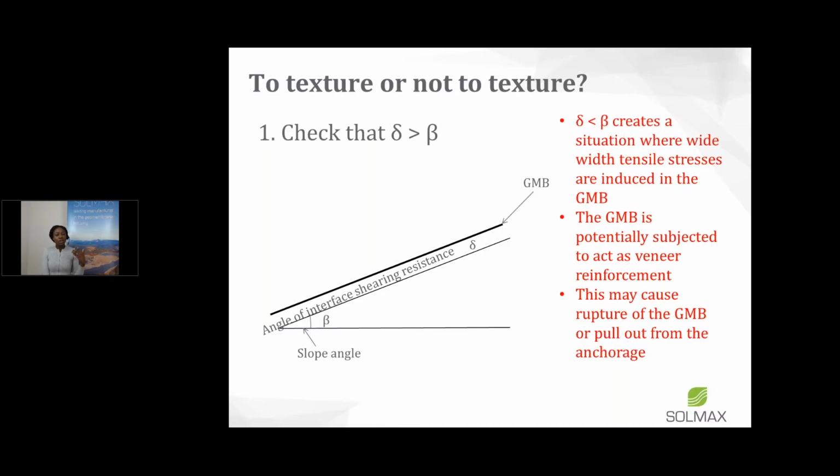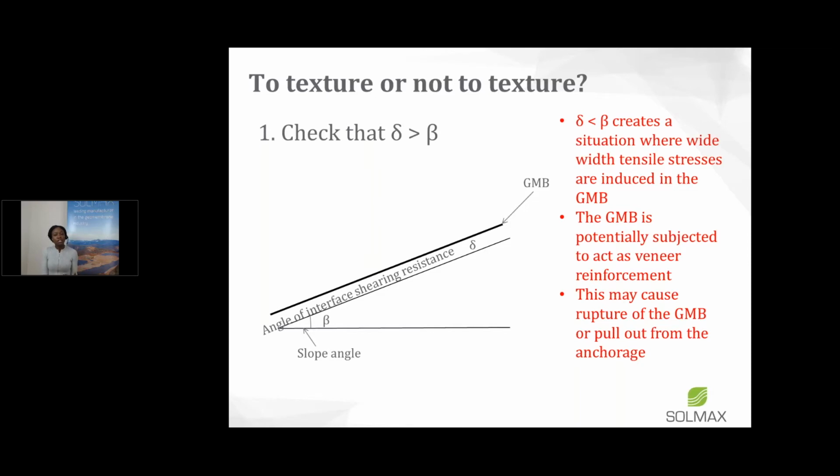So if you find yourself in a situation where your slope angle is greater than the frictional angle between your geomembrane and the materials in contact with it, then you're creating a situation where that geomembrane is subjected to wide width tensile stresses. And in that situation, the geomembrane now is acting as veneer reinforcement, and that's what can damage the geomembrane. That can cause it to rupture, or that can cause it to pull out of anchorage.